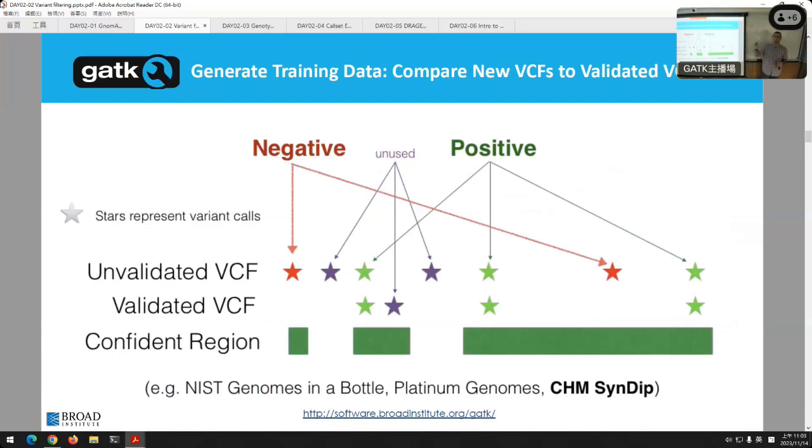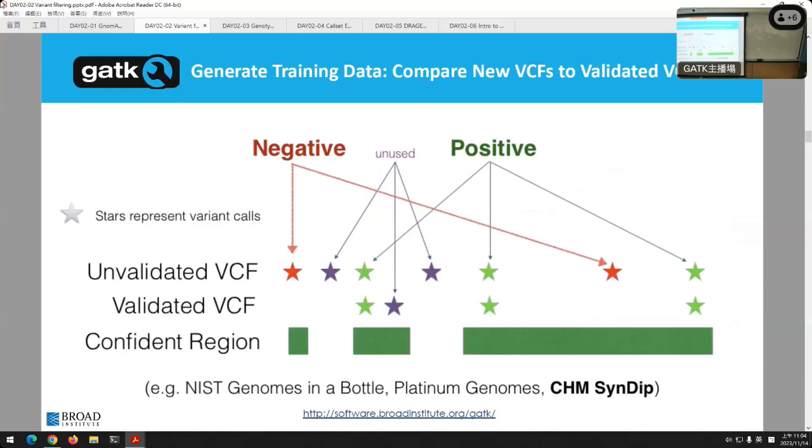We know all of her real variants are real, and when things are called in NA12878 that aren't really there, because we know the truth, we know they are false positives. So we can train on false positives and true positives. That makes sense? Very important. Okay.